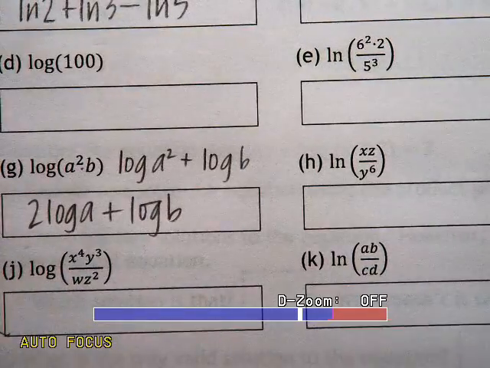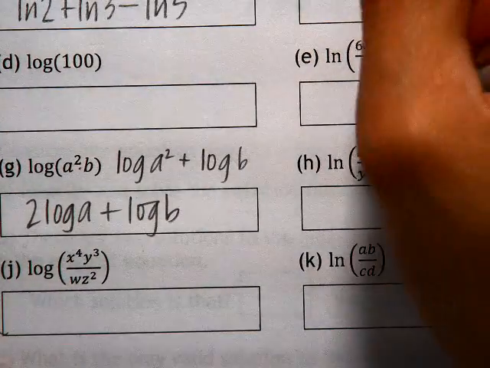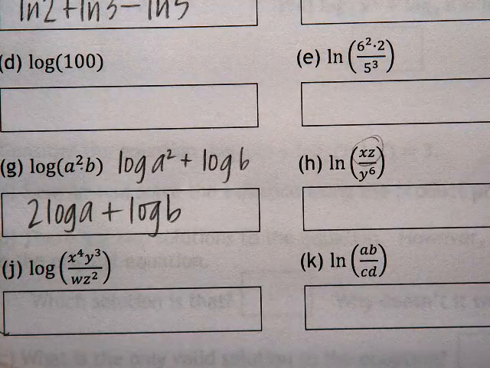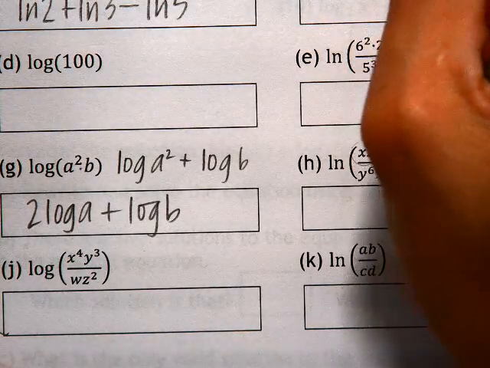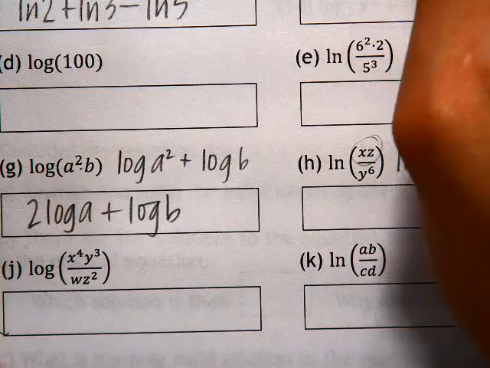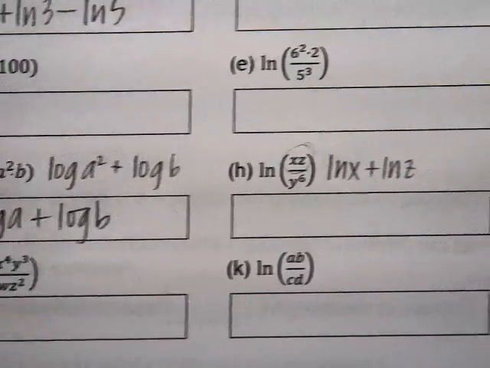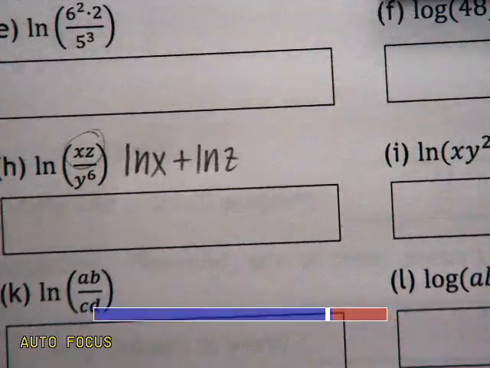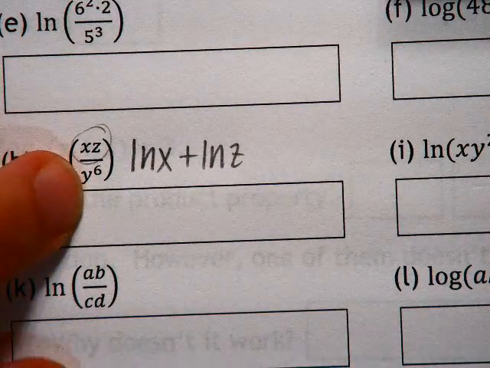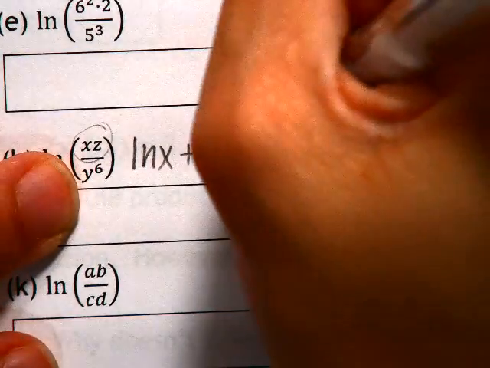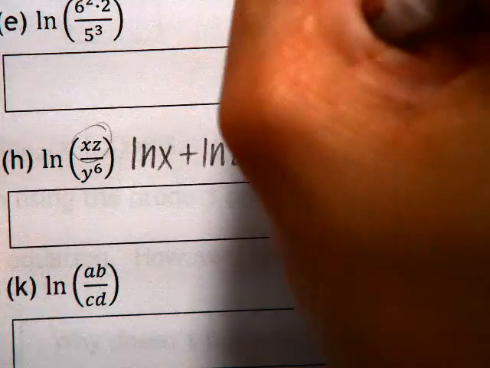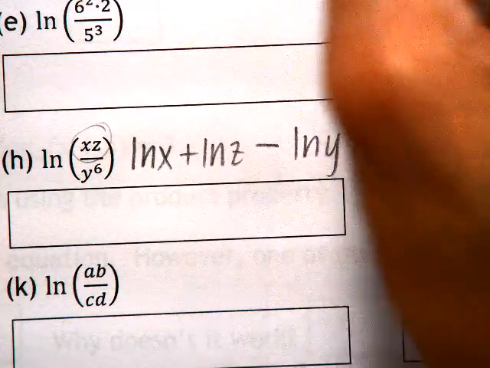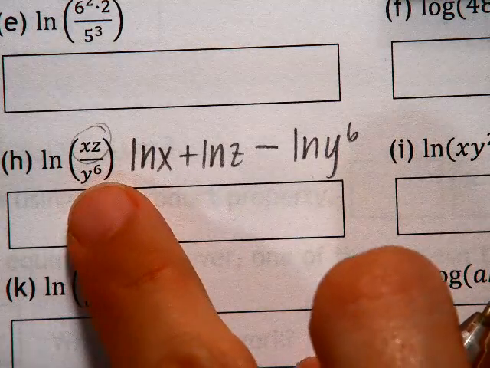Predict to yourself what could have been going on here. I see a product on the top, so I could definitely predict there was an ln x plus an ln z happening, because I can tell that's where x times z came from. And then I could tell myself, well, there must have been a quotient involved, there must have been a subtraction involved, because the y to the 6th ended up on the bottom of its fraction.